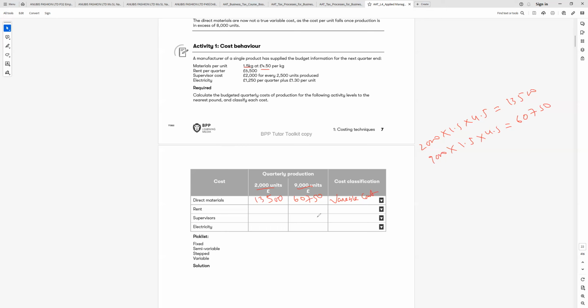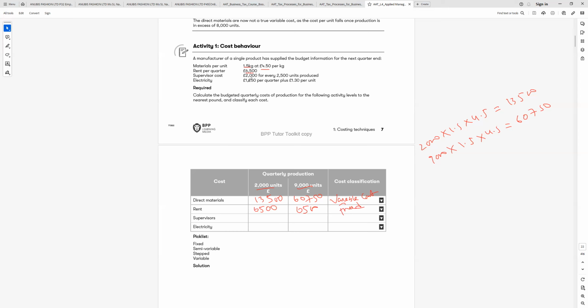The next one is rent. Rent is normally a fixed cost because regardless of whether I make any units or not, the rent remains the same. So we have 6,500 for the whole quarter. Either I make 2,000 units, it is 6,500, or I make 9,000 units, it is still 6,500. And that's a fixed cost.